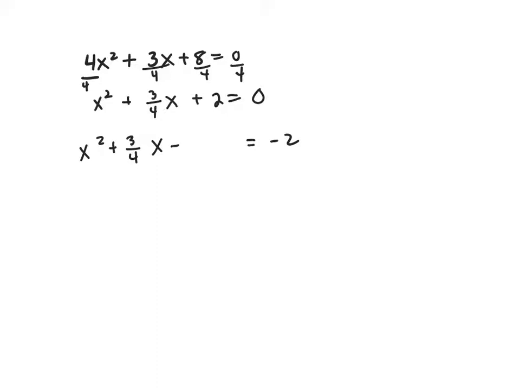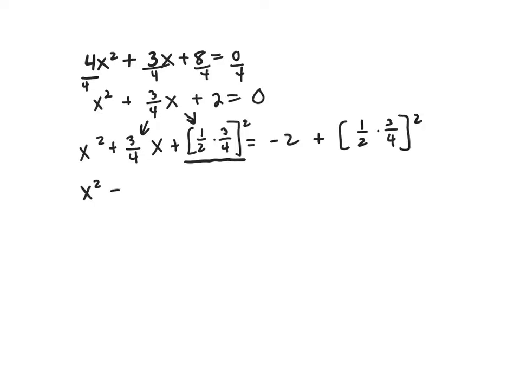To complete the square, the formula is always 1/2 times b, and this is b, 3/4 squared. And I think you're missing this 1/2 part. So if I've added this to the left-hand side, I must add it to the right-hand side and get 1/2 times 3/4 squared. So this is x squared plus 3/4 x plus, this is 3/8. 1/2 times 3/4 is 3/8 squared is 9/64 equals -2 plus 9/64.